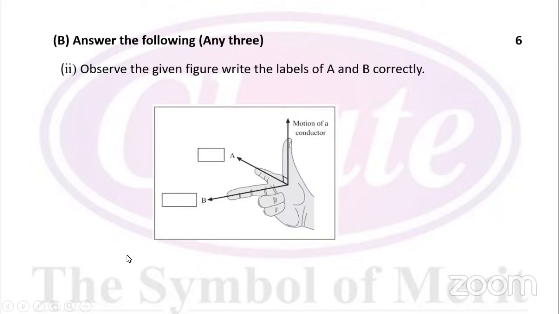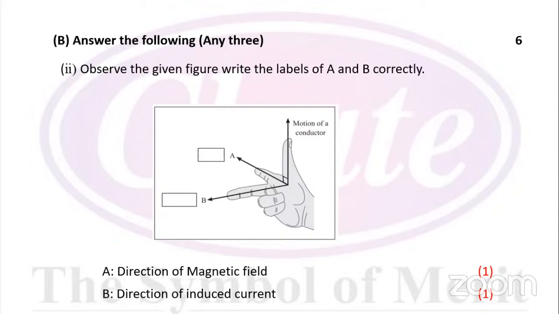So all these 3 fingers are perpendicular to each other. So the index finger shows the direction of the magnetic field and the middle finger shows the direction of induced current. Okay, and that carries 1 mark, each of them, A and B. So please remember to mention the word induced current while writing down the answer for B. It is the direction of induced current. It is not only current. Okay, because it is specifically used when the current is induced in the conductor.